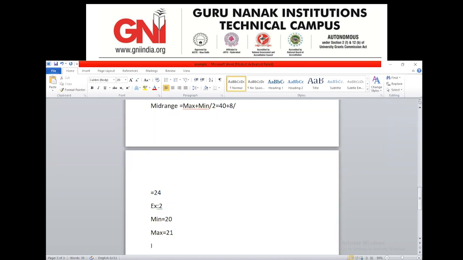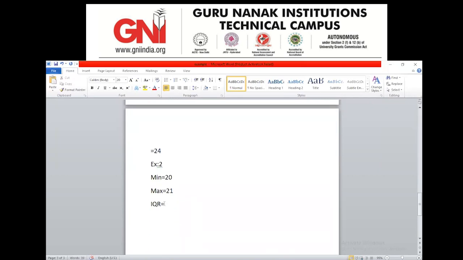IQR? That is the interquartile range. This is very important. Suppose you take data like 100 observations or 100 people. How can it be divided? You know the percentage of quarter, percentage of half, percentage of 3/4 and the complete one.